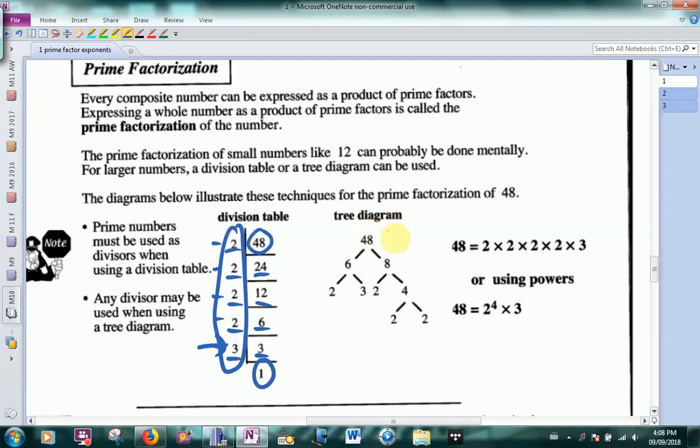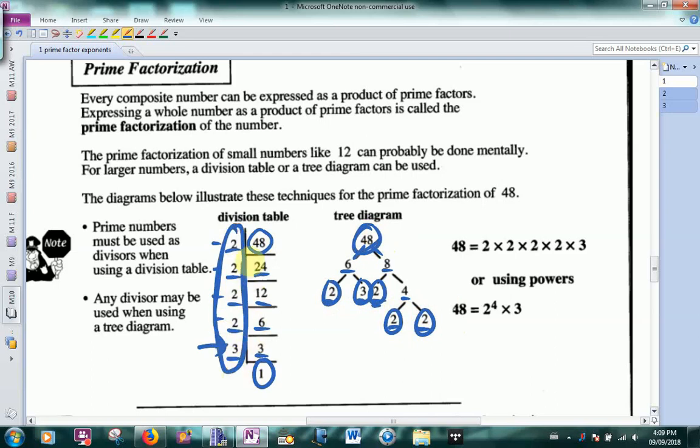Tree diagram, more popular. Okay, start with the same number, 48. You might remember in your multiplication table that is 6 times 8. So there's a couple of branches of the tree, if you will. And you keep going until, again, they're all prime numbers. So 6 is not prime, but it is 2 times 3. So these branches are now done. 8 is 4 times 2. This branch is done, okay, but 4 is not prime, so keep going. 4 is 2 times 2. So again, 48 is 2 times 2 times 2 times 3 times 2.